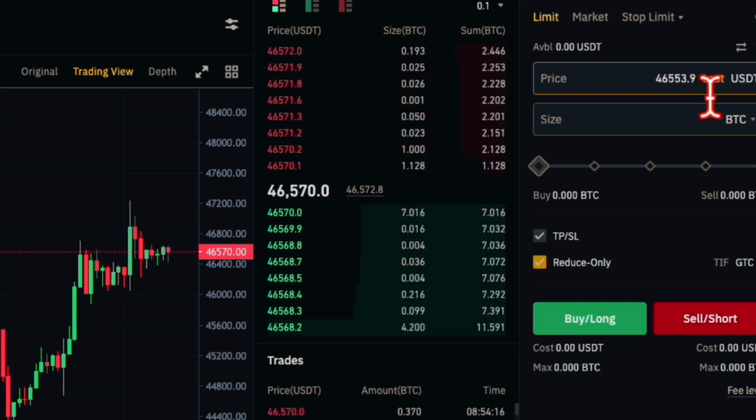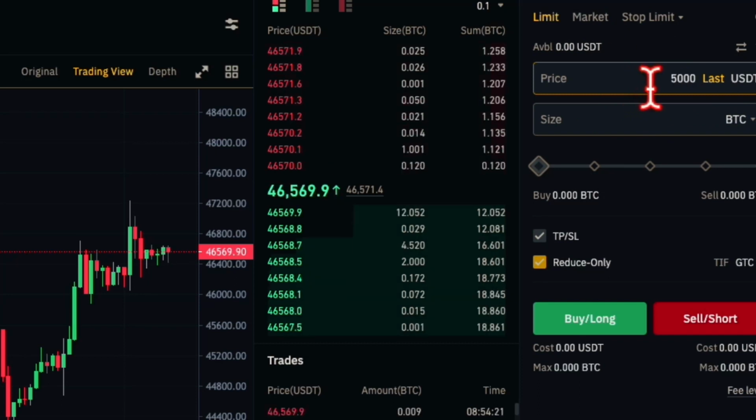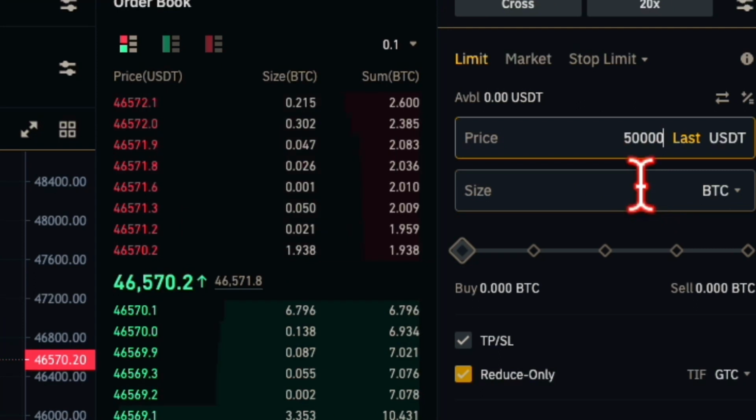So what if I want to buy when Bitcoin is $50,000? I have to use a limit order for it. That's why we have the word limit. You are buying at a different price, contrary to the market price. I want to buy when Bitcoin has moved up to $50,000.